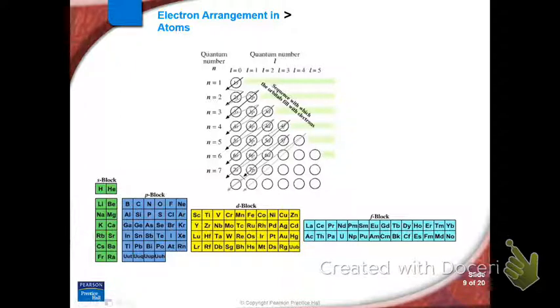Okay, it all makes sense so far, but now we're going to go out of order. Now we're going to go down to 3p, 4s, back to 3d, 4p, 5s, 4d, 5p, and so on. And you might wonder why. Why do we go out of order? It's because the 4s orbital has a lower energy level than our 3d.